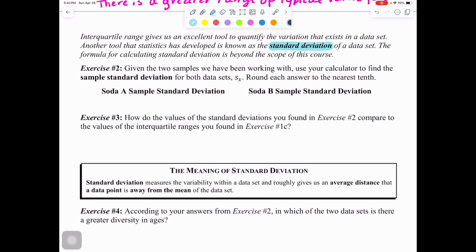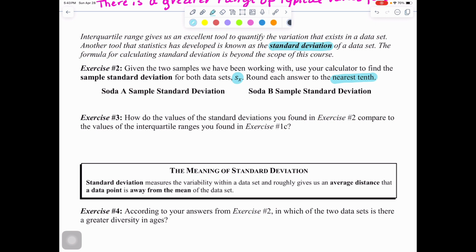So in exercise 2, given the two samples we have been working with, use your calculator to find the sample standard deviation for both sets, S subscript X. So that's going to be the notation that we use for standard deviation. And it says round each answer to the nearest tenth. So that's typically what standard deviation is rounded to. So the good news is that that same one variable statistics that you always calculate has the standard deviation in that big list of information.